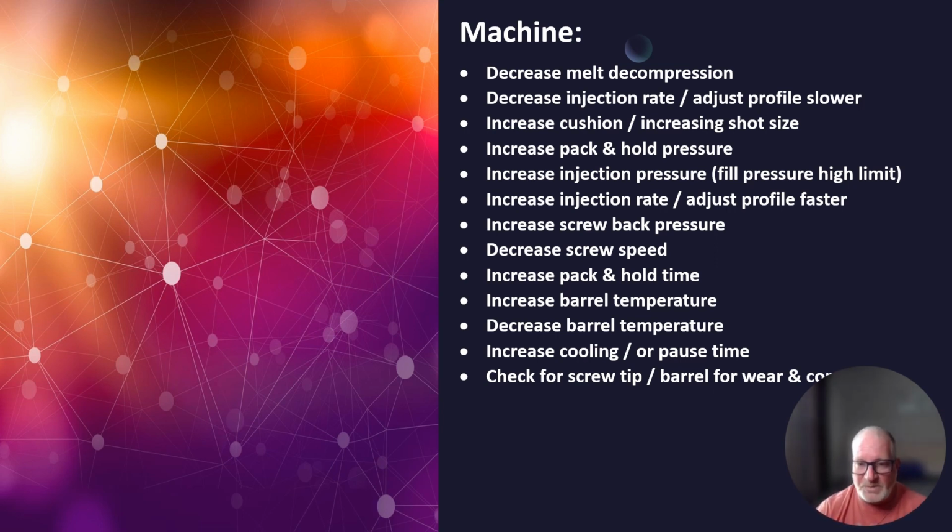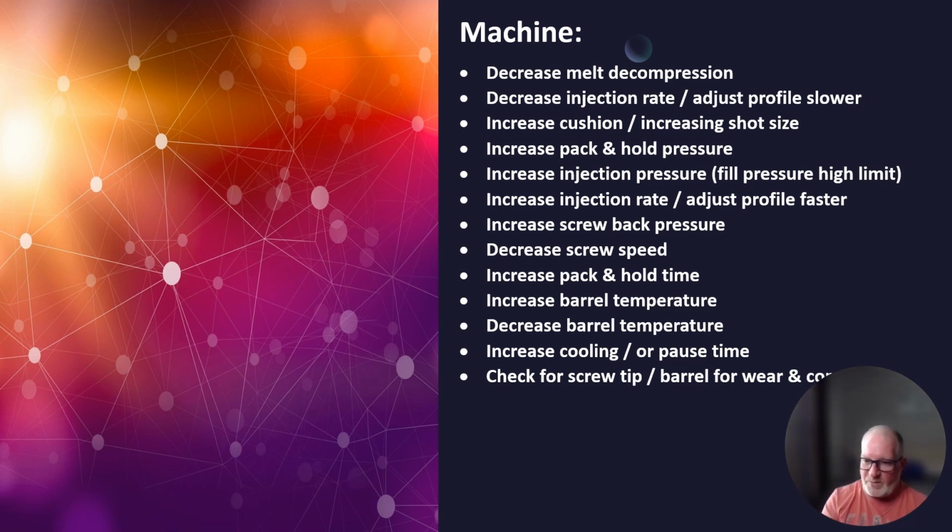Okay, so then the last thing we're going to do on here is you're going to have the machine. So you're going to have decrease melt decompression, decrease injection rate, adjust profile slower, increase cushion, increase shot size. Okay, because if you increase your shot size, it's going to increase your cushion. Okay, increase pack and hold pressure, increase injection pressure, fill pressure on high limit, increase injection rate, adjust profile faster.